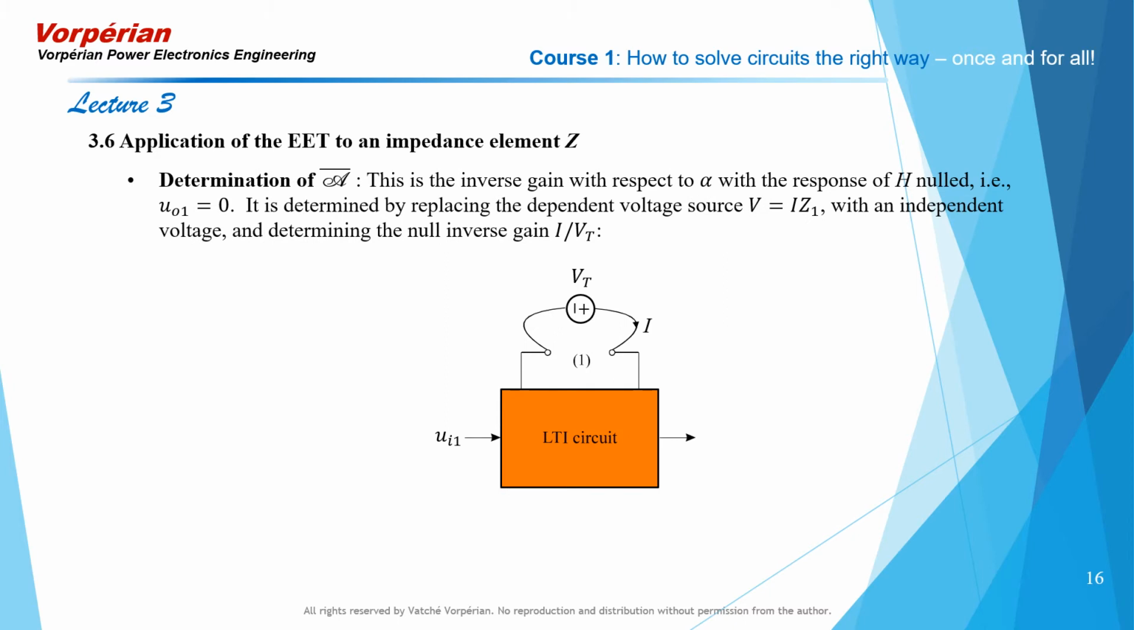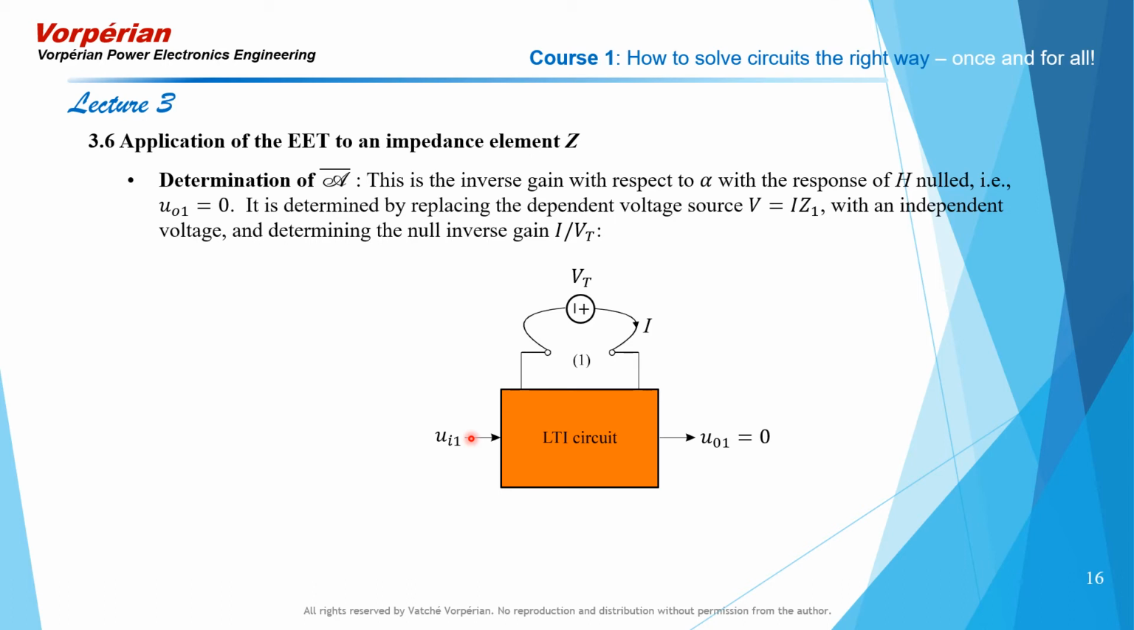Let's move on to the null inverse gain with respect to Z1, but this time with the response nulled. How do we do it? Well, the whole operation is the same as before. You go in, you replace the dependent generator here with an independent version of it pointing in the opposite direction. And this time you're going to calculate the gain I over Vt, which is the inverse gain, but this time Vt and UI1 are going to null the response.